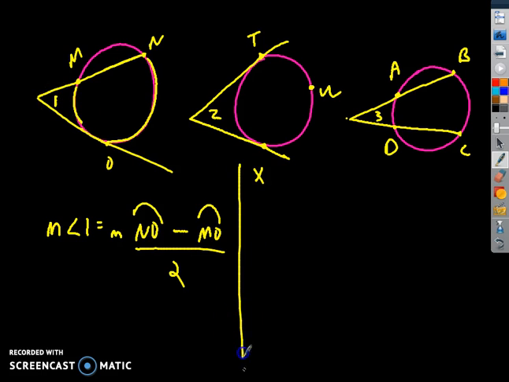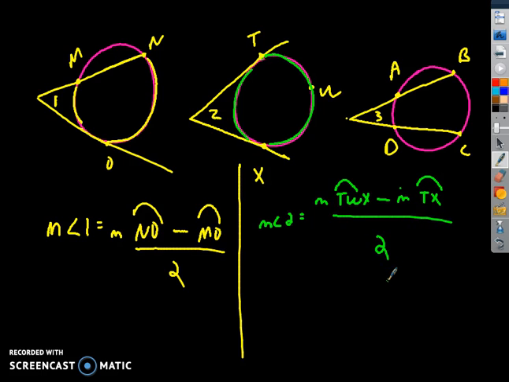For that matter, if I was looking over here at this one, I know the measure of angle 2 is equal to this major arc here, the measure of arc TWX, subtract the smaller one, arc TX, the measure of arc TX, divided by 2.